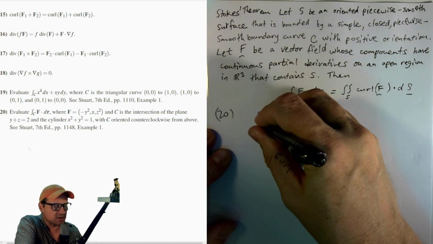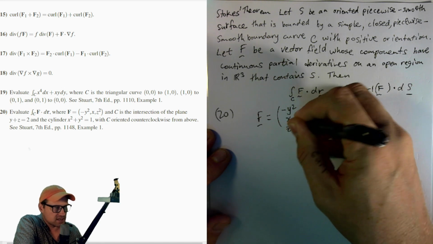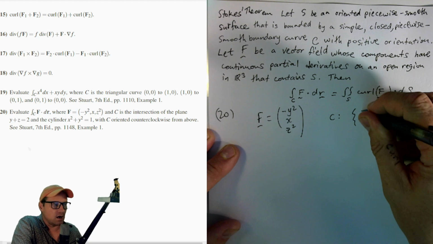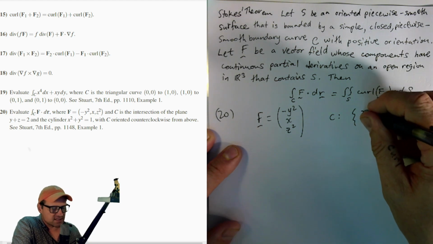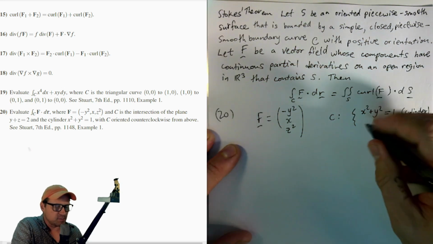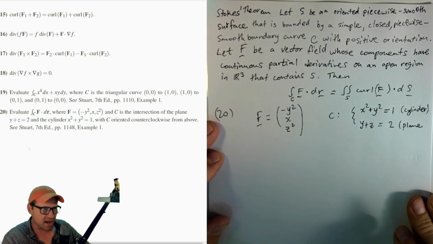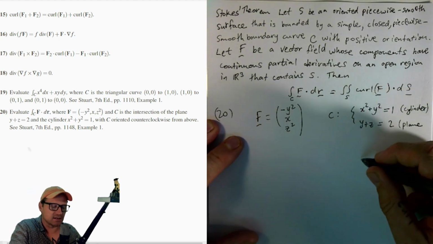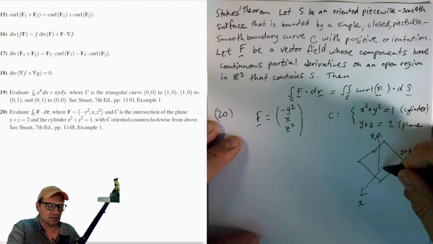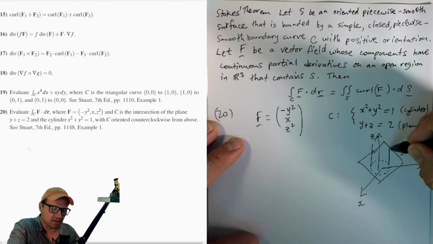We have the vector field F. Write this as a column, minus y squared, x, z squared. And C is the intersection of the plane and the cylinder. So I'll write the cylinder first, x squared plus y squared equals 1. And the plane, y plus z equals 2. Okay, so while we're at it, let's draw a little picture of this by hand. So we have a plane, something like this. And then we have the cylinder that intersects with this along a boundary like that, coming up like this.